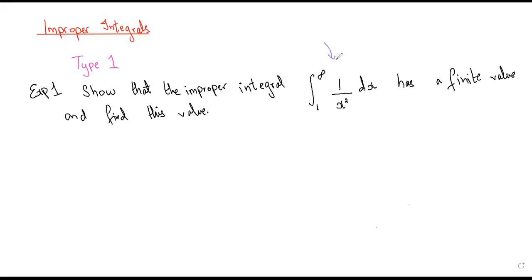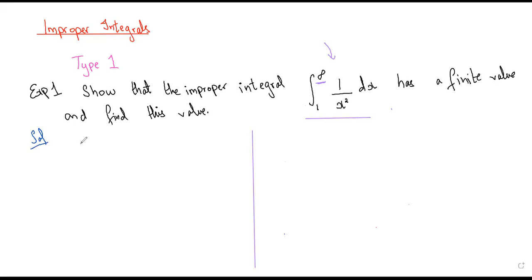Now please pay attention. This integral is certainly an improper integral because we have infinity in the limits. This is how we distinguish between a proper integral and an improper integral. The integral is certainly improper, but they're saying that we need to show this integral has a finite value and we need to find the value. So how do we do it? Let's see. We have a fixed method for this type of question.